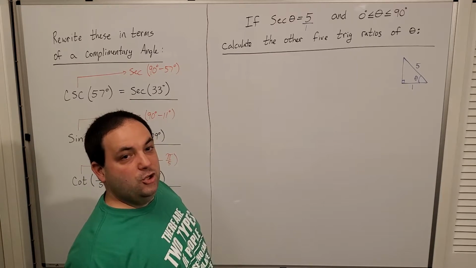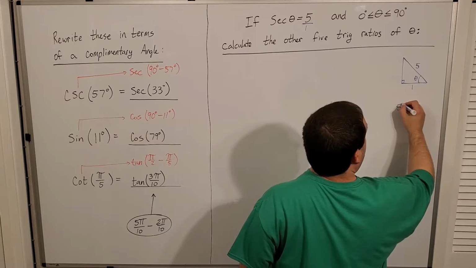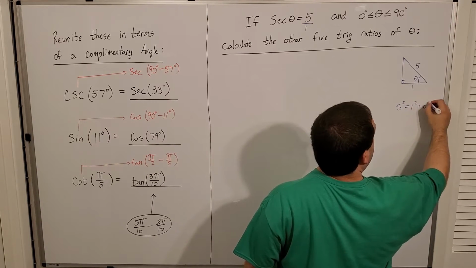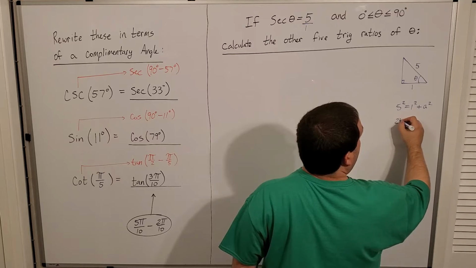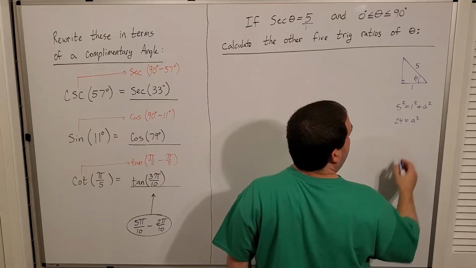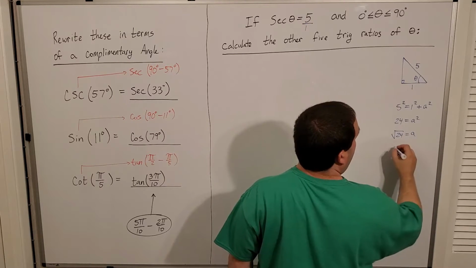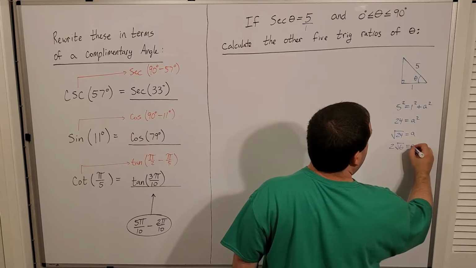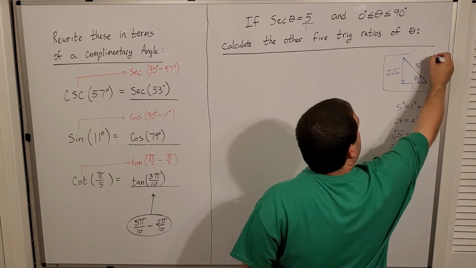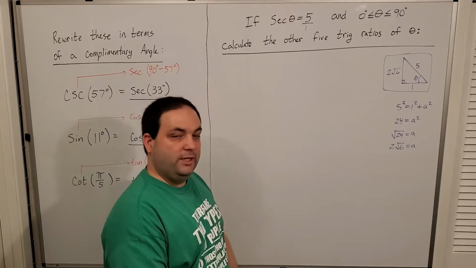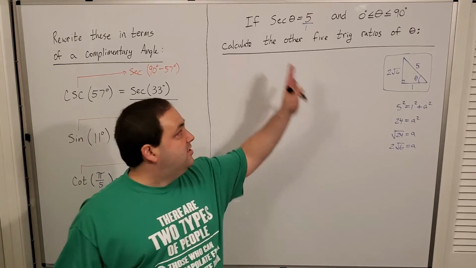From that information, I can use the Pythagorean Theorem to fill out the third side. That would be 5 squared is equal to 1 squared plus a squared. So I have 25 minus 1, 24 is equal to a squared. Square root of 24 is equal to a. And of course you'd simplify that. Square root of 24 is 2 square root of 6. So I would put 2 square root of 6 over here. From this triangle, you can set up any of those trig ratios, any of them. Okay? So that's one way to solve this question.